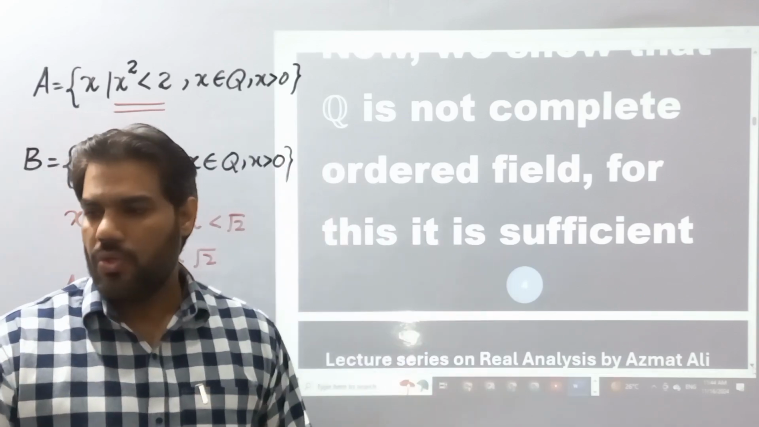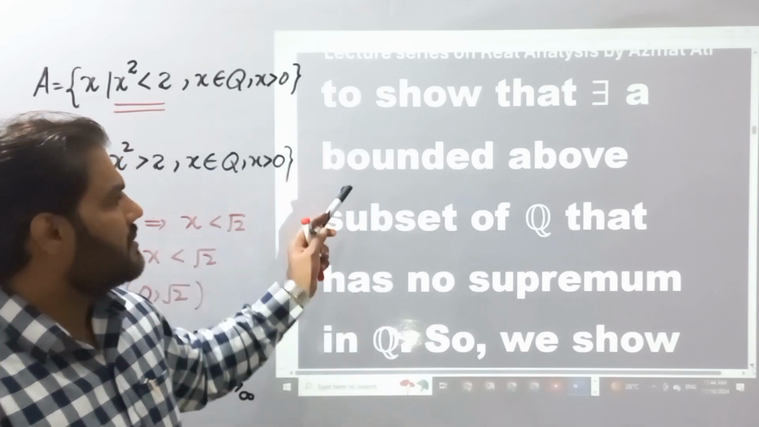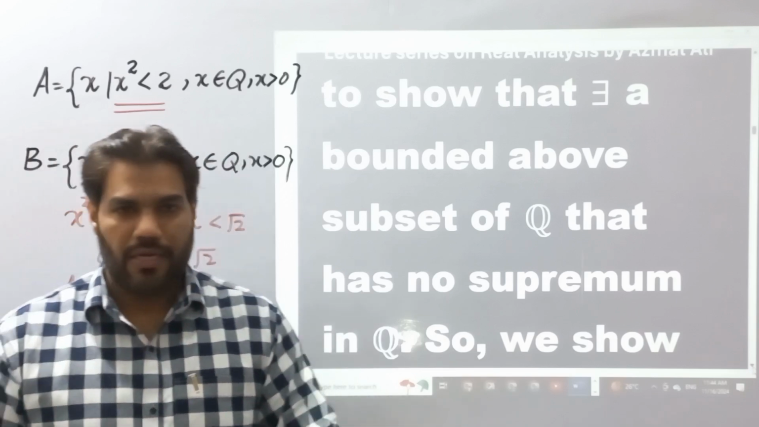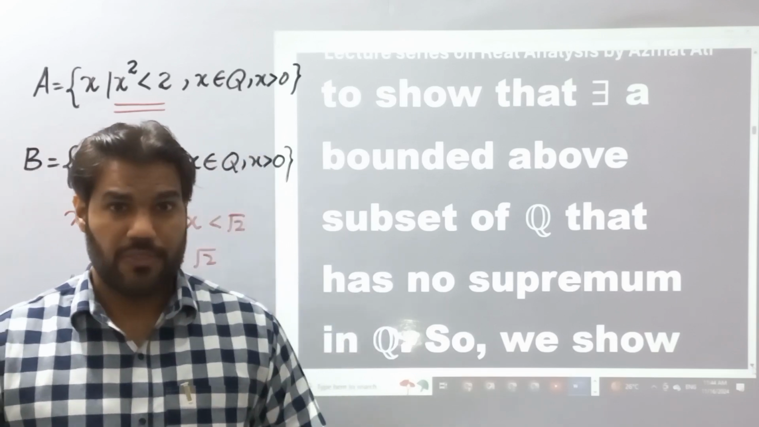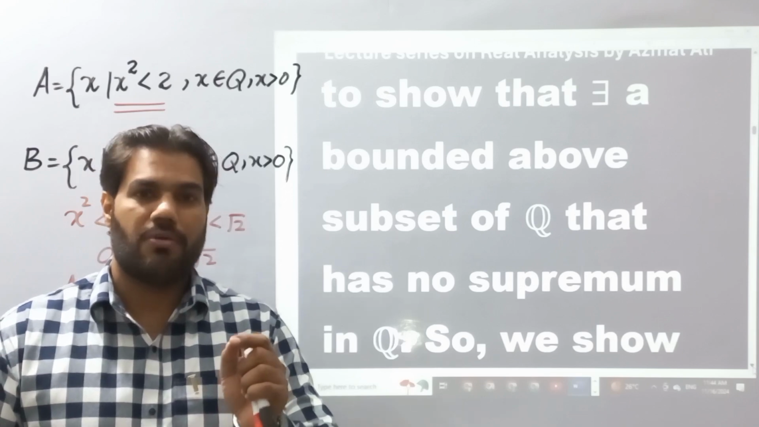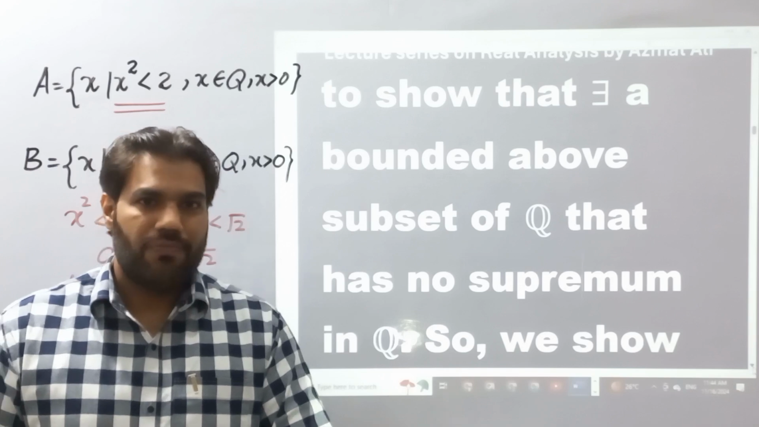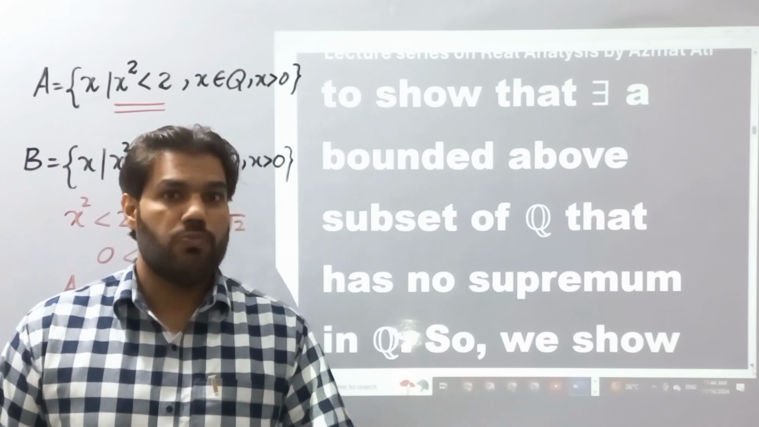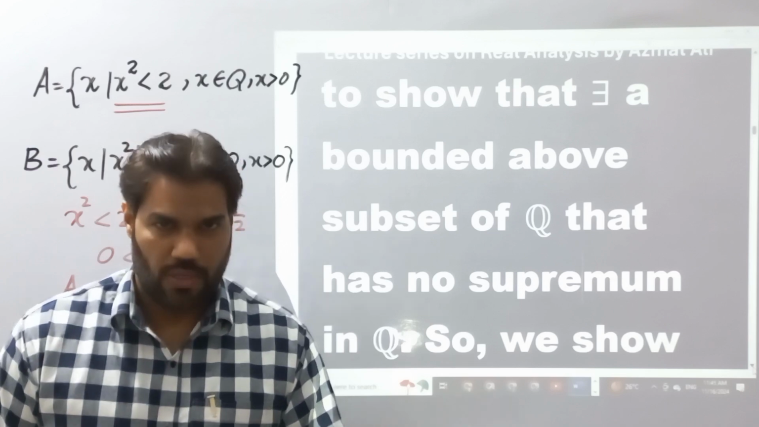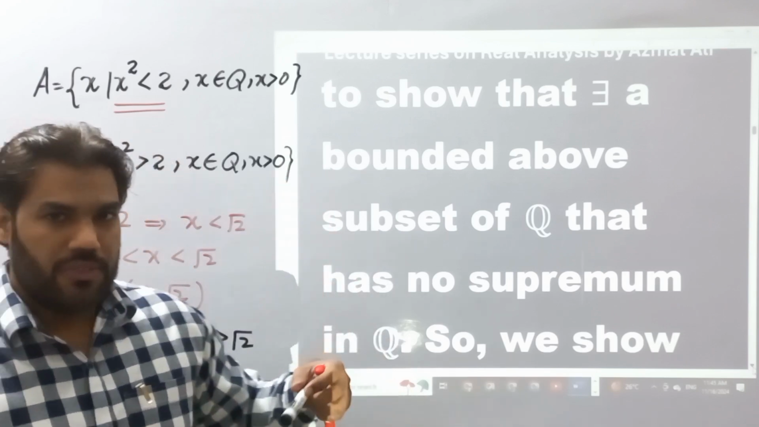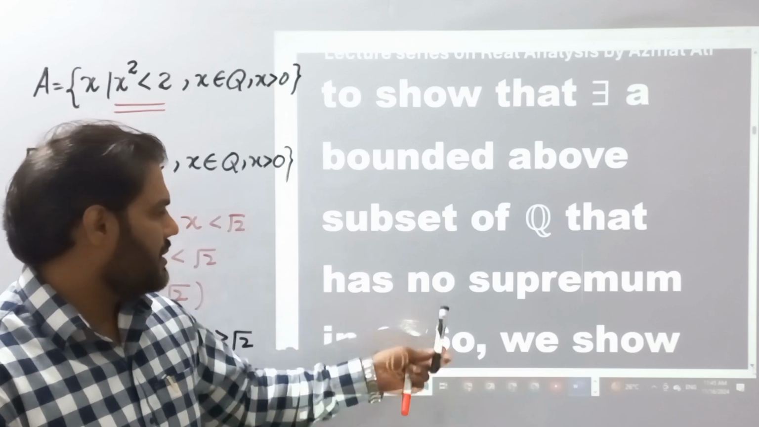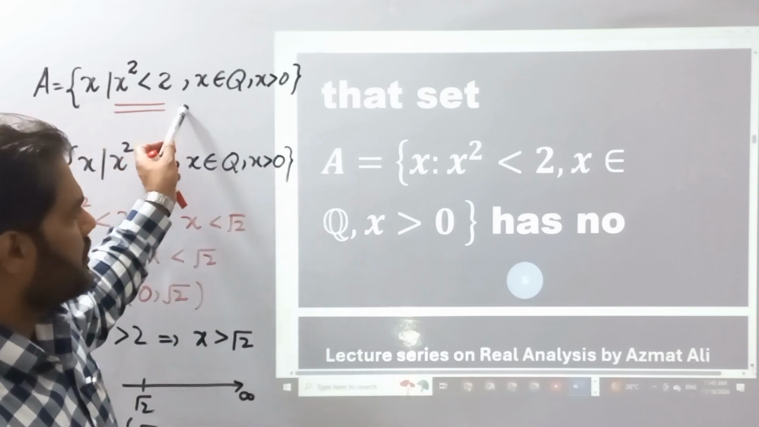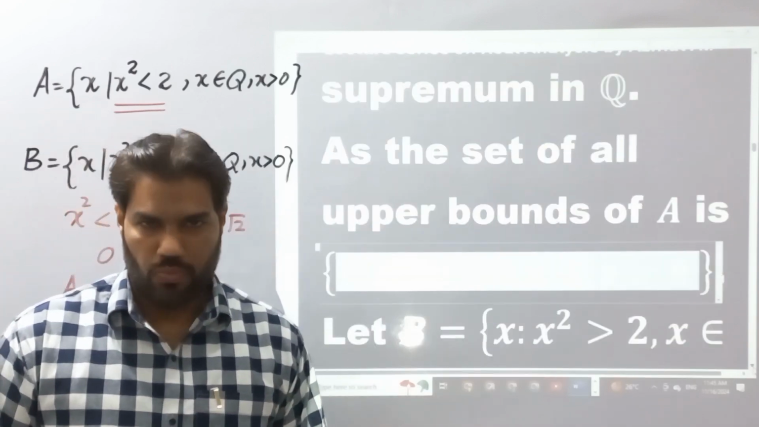For this, it is sufficient to show that there exists a bounded above subset of Q that has no supremum in Q. I have already discussed that a field F will not be a complete ordered field if it does not satisfy the completeness property, or in other words, it does not satisfy the supremum property, or also we can say that it does not satisfy the least upper bound property. So it is sufficient to show that there exists a bounded above subset of Q that has no supremum in Q. So we show that this set A has no supremum in Q.